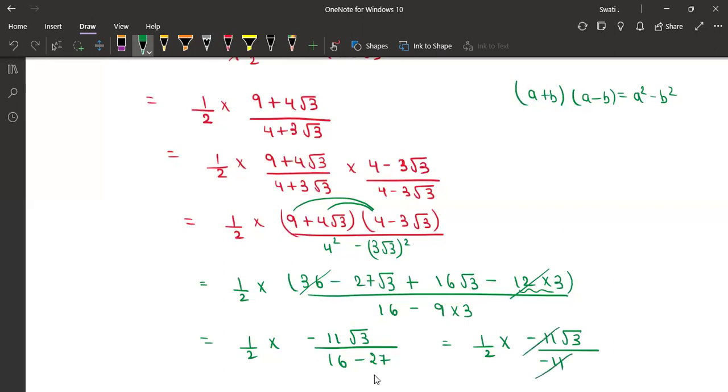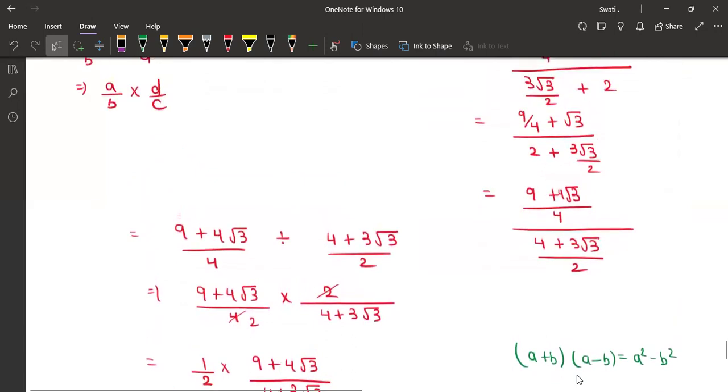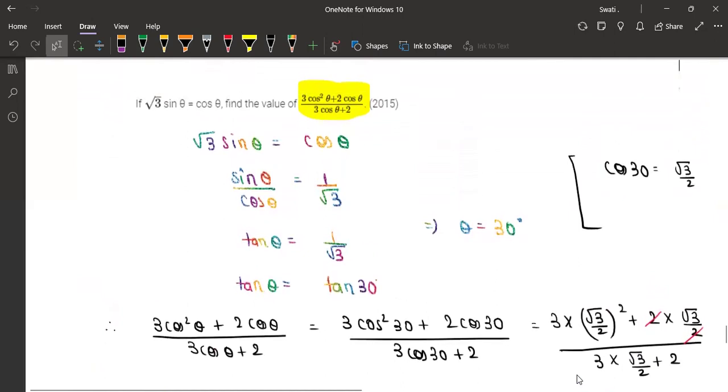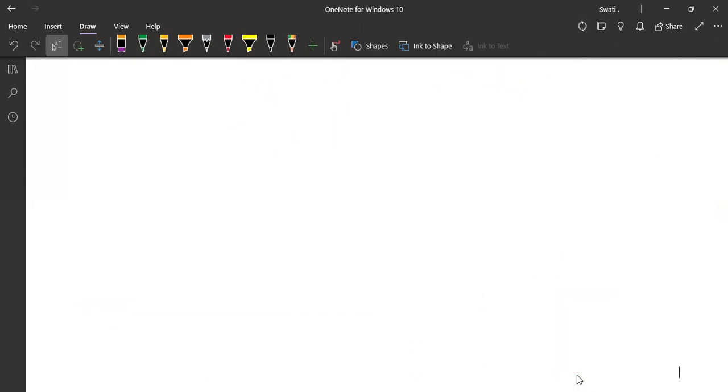And you can notice this and this will get cancelled. So what exactly are we getting? We are getting 1 into root 3, which is root 3 upon 2. That's the final answer, which is root 3 by 2. So if you simplified this, you can say that you are getting the final answer as root 3 by 2. This was, of course, a little bit lengthy question, but yeah, this is the answer. So we have got the value of this particular expression as root 3 by 2.